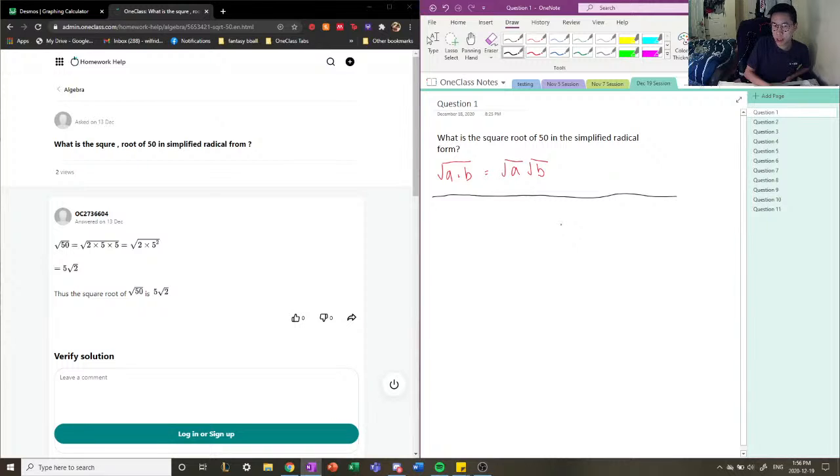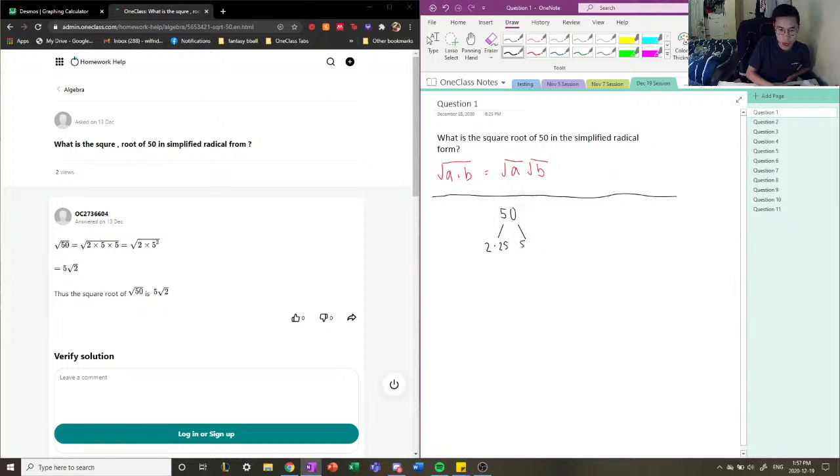Prime factors are basically factors that are prime numbers, and prime numbers are numbers that can only be divided by 1 and itself. So let's look at 50 and try to find the factors of 50. 50 has a lot of different factors. We have 2 and 25, for example, right? 2 times 25 equals 50.